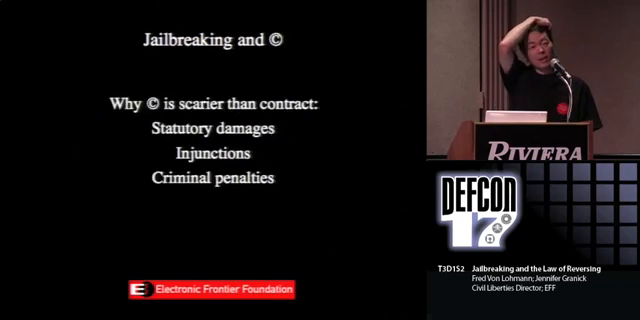So let's talk a little bit about copyright, the second of the four things I mentioned to keep in mind for reverse engineering. Copyright is scarier than contract, scarier than licenses, for the reasons I alluded to a moment ago. There are statutory damages. Many of you may have heard about Jammie Thomas-Rasset in Minnesota, who just got a $2 million judgment against her for sharing 26 songs on a peer-to-peer file sharing network. That's the result of these so-called statutory damages.